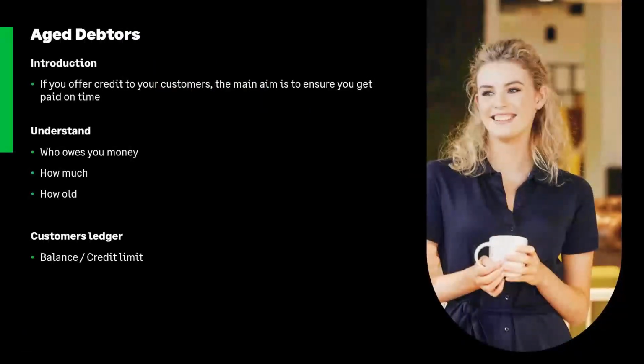So a little bit of an introduction to obviously the age debtors. So obviously if you offer credit to your customers, which most of you probably will, hence you're on the Sage 50 level of the software, the idea is, and ideally the main aim is to ensure you get paid, and also that you get paid on time. And to help you do that, it's worthwhile with the age debtors. It helps you to understand who owes you money, how much, and obviously how old that is for.